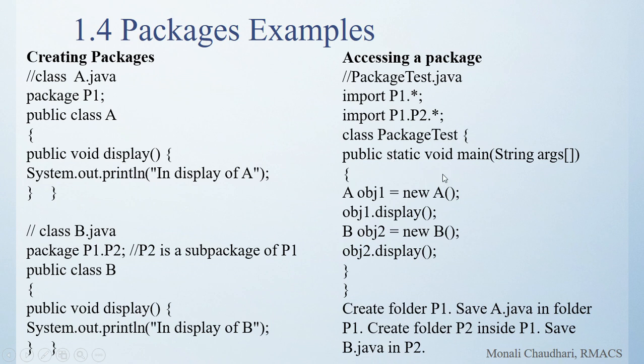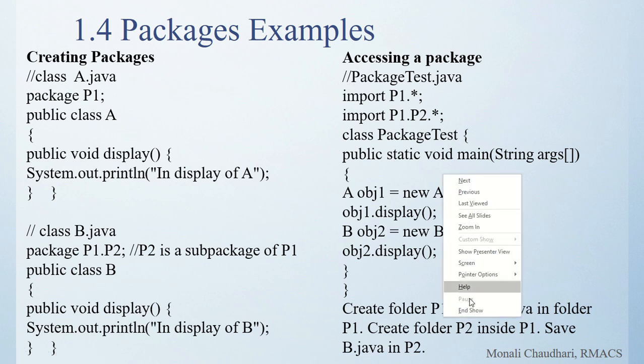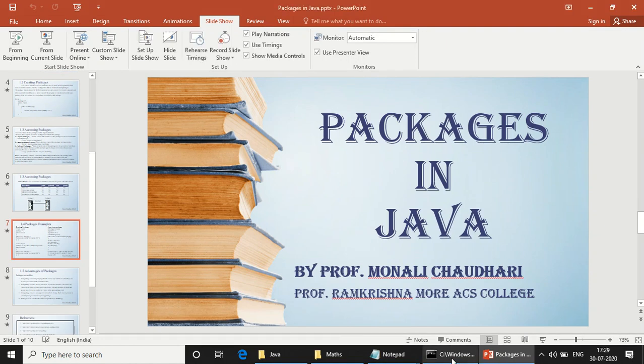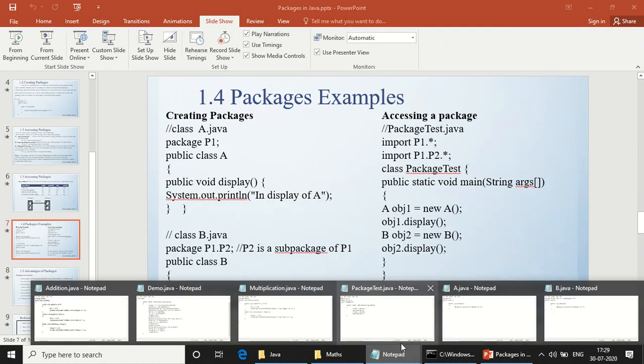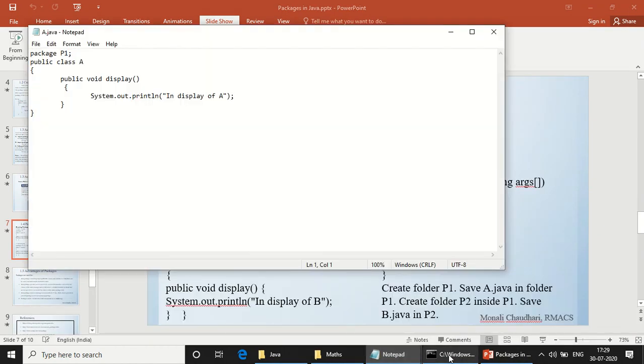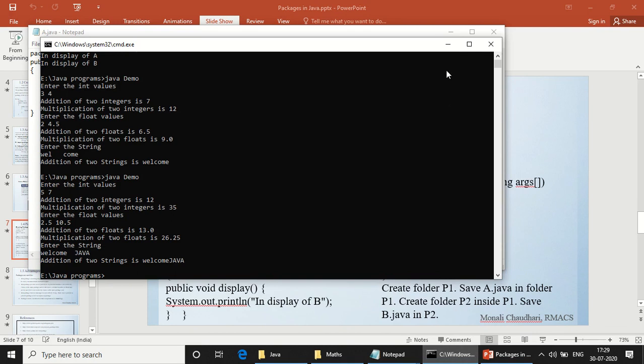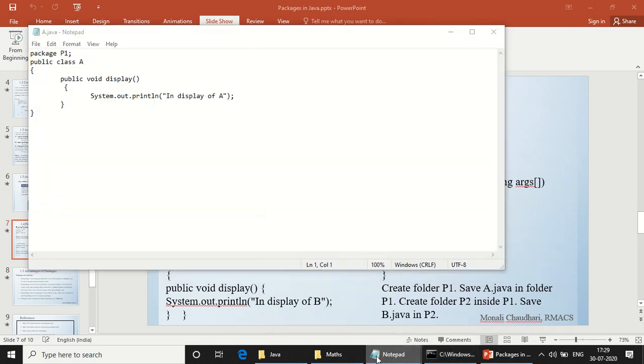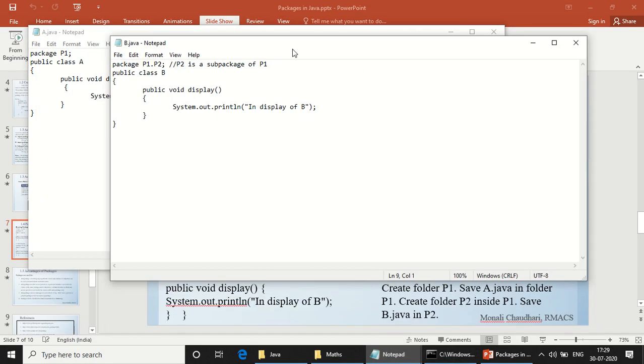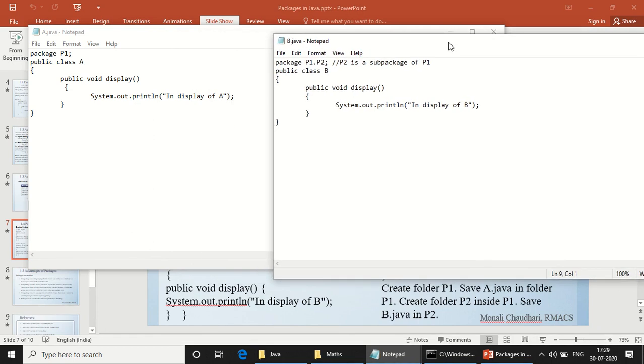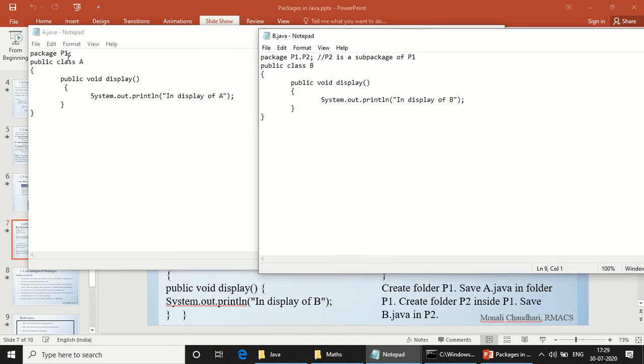Now we'll run this example practically. Here in Notepad, I have created this class A and this class B. You can see here, this is the class A which is present in package P1. This is the class B which is present in package P1.P2, meaning in package P1 I have this sub package P2.